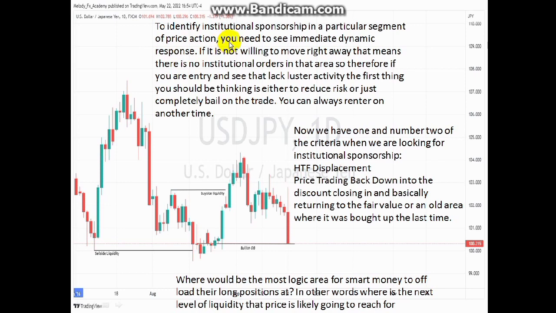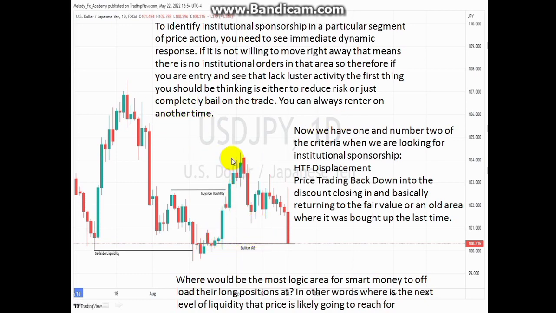Now to identify institutional sponsorship in a particular segment of price action, you need to see immediate dynamic response. If it is not willing to move right away, that means there are no institutional orders in that area. So if you are in the trade and see that lackluster activity, the first thing you should be thinking is either to reduce risk or just completely bail on the trade. You can always re-enter another time.